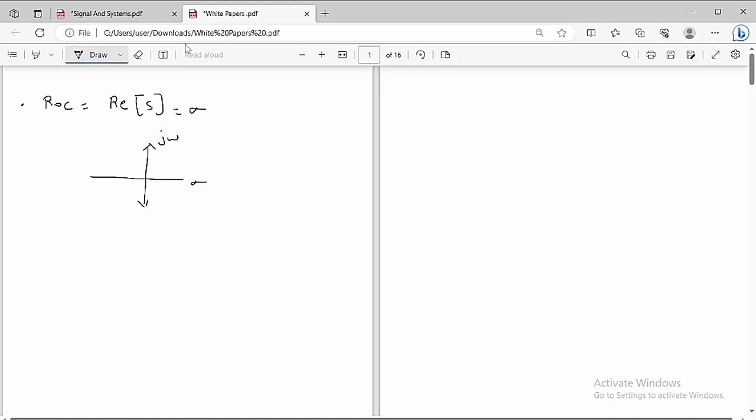Let me assume an example: sigma is greater than 2. So this is the 2, and this is the region of convergence. For all this range of sigma, the Laplace transform is going to exist. Therefore we can say this is basically a strip, a rectangular strip. So in the case of the Laplace transform, the ROC is a rectangular strip.